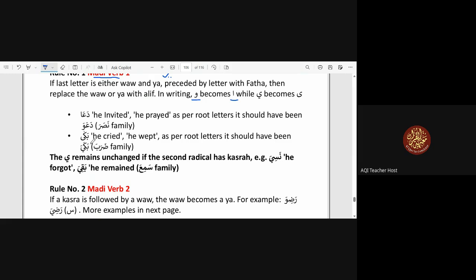Another example here, bakaya, Daraba family. Here we can see the ya, and the previous letter has fatha, so this ya will be replaced by alif maksura, and it will become baka. He cried or he wept. The exception in this rule is that the ya remains unchanged if the second radical has kasra, which is nasiya, meaning he forgot.